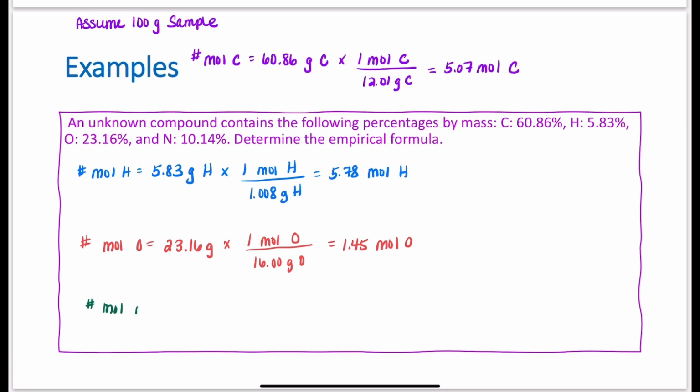And lastly, nitrogen. I have 10.14 grams of nitrogen, and one mole of nitrogen weighs 14.01 grams, which gives me 0.724 moles of nitrogen. So now I've got to compare them all.